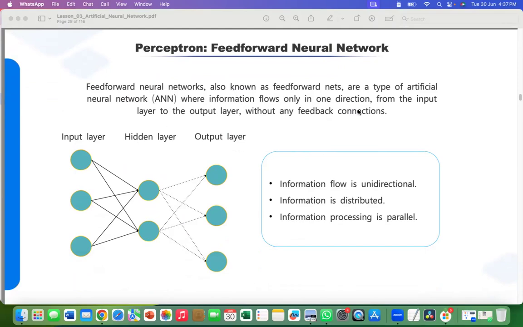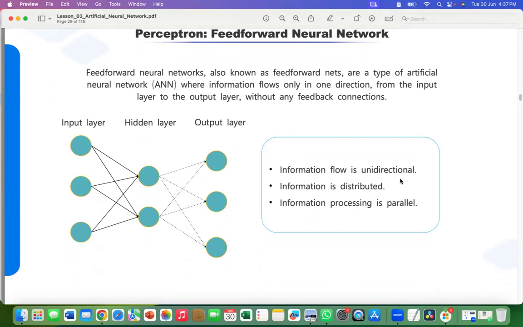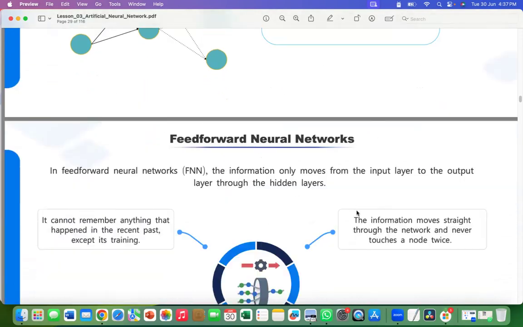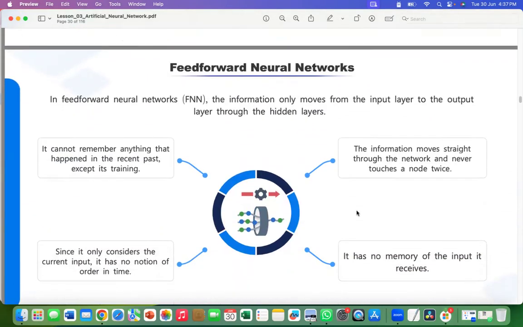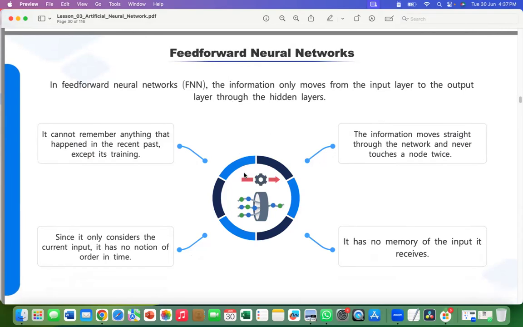तो ये feed forward है, इसमें कोई feedback connections नहीं है. Input layer, hidden layer, output layer. Information flow is unidirectional. Information is distributed. Information processing is parallel. Feed forward neural network: the information only moves from the input layer to the output layer through the hidden layers.